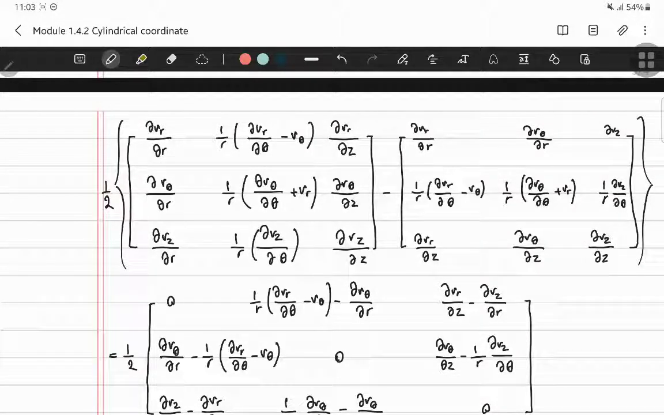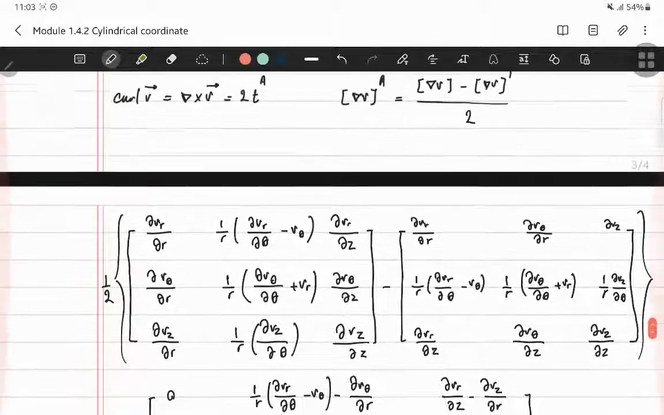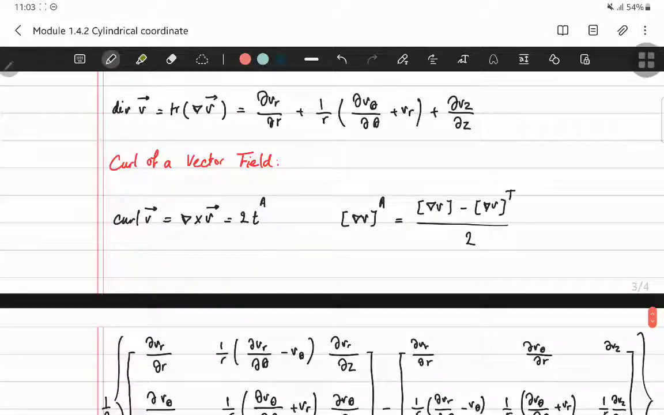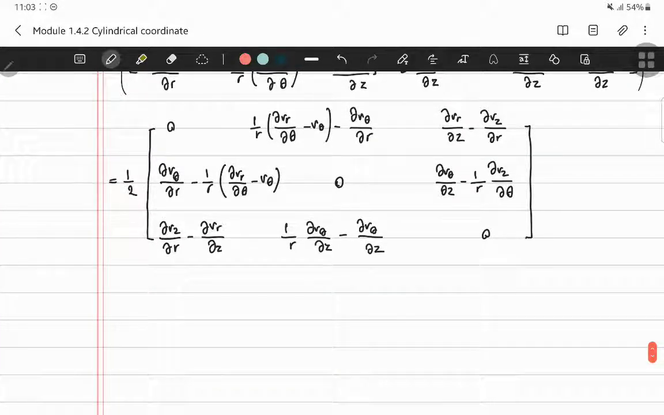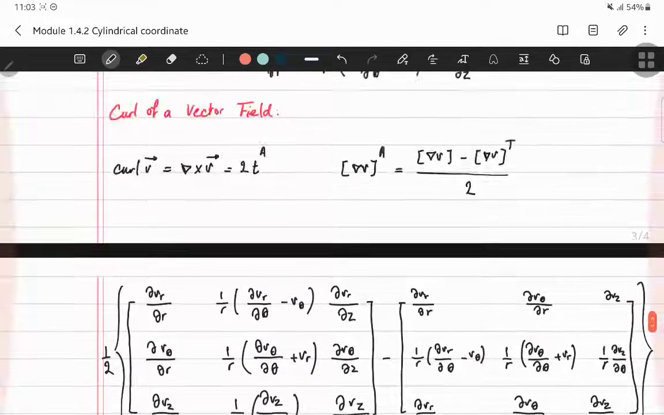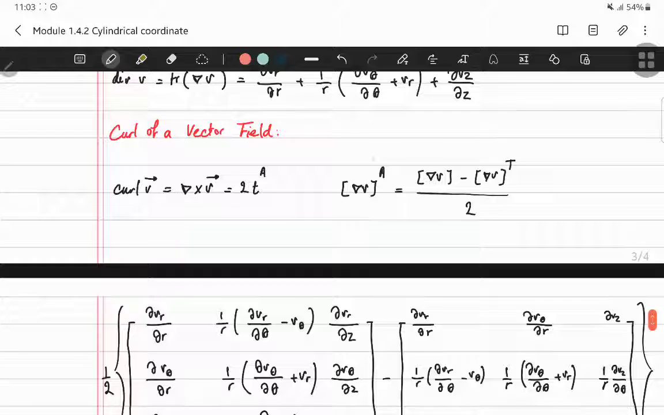So essentially what I did is just writing this del v here and then minus del v transpose, then the whole is multiplied by half because I want to reproduce this antisymmetric tensor of del v, and here it is. So you see that the diagonals are 0, and we can here simply calculate, let's say, the dual vector of this del v.